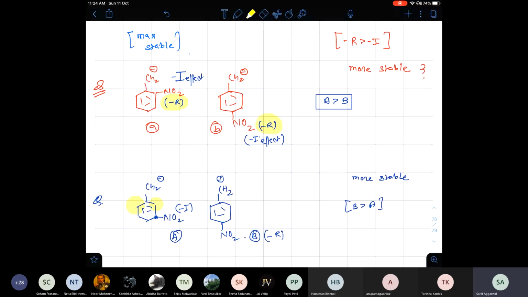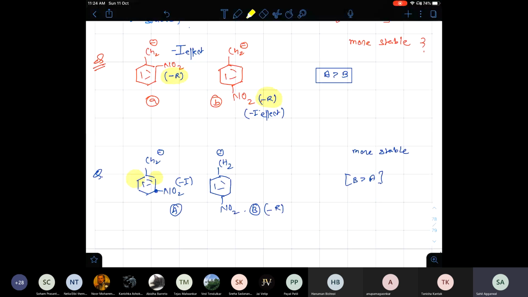Okay, sir. You must have read about the resonance of this. When NO2 does its resonance, it creates positive charge at ortho and para position. It does not create positive charge at the meta position. Okay. Yes, sir.